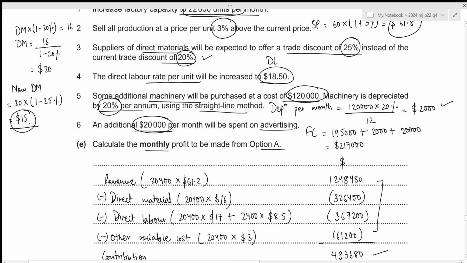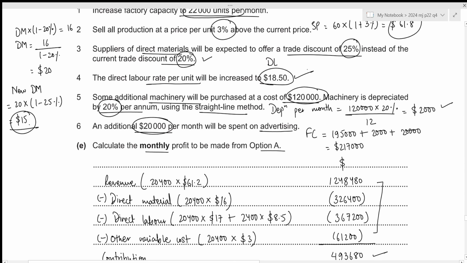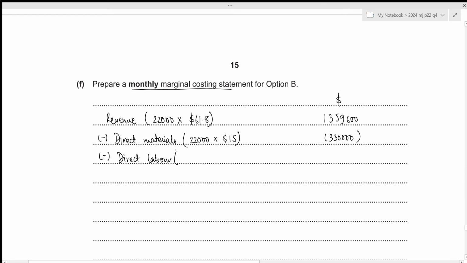For direct labor, the new rate per unit is 18.5. So 22,000 times 18.5 will result in the value of 407,000. We also have other variable costs, and there was no change for other variable costs, so we can still use the value of 3. So 22,000 times 3, which results in the value of 66,000.